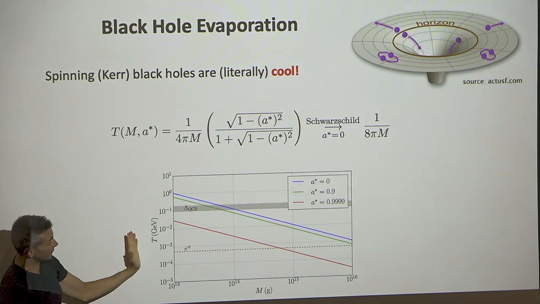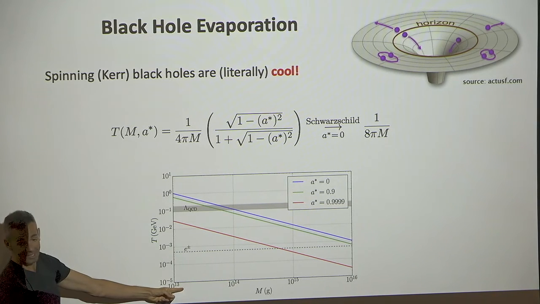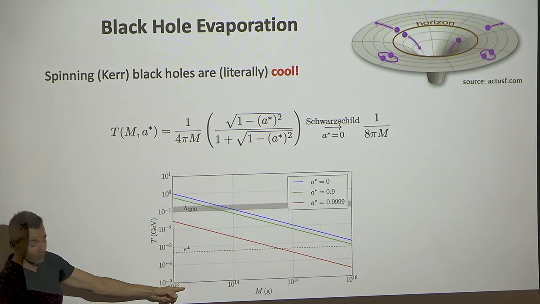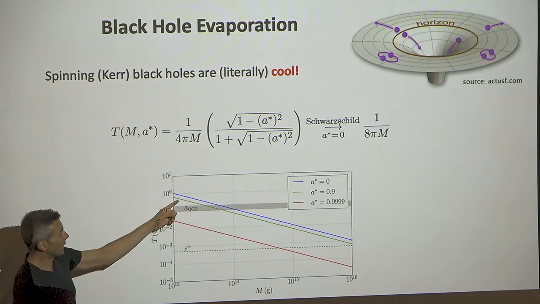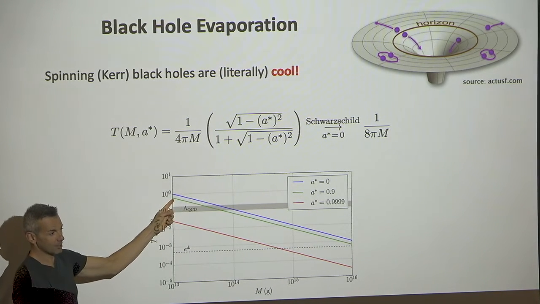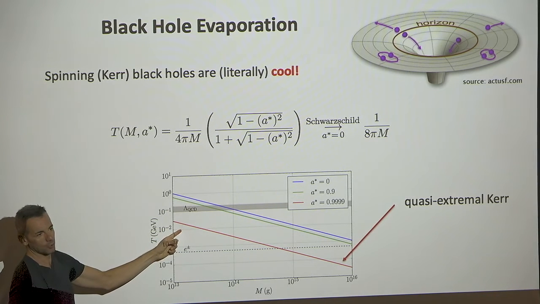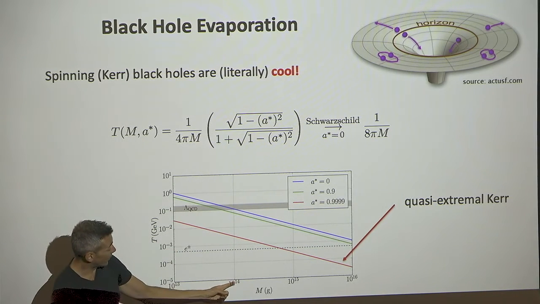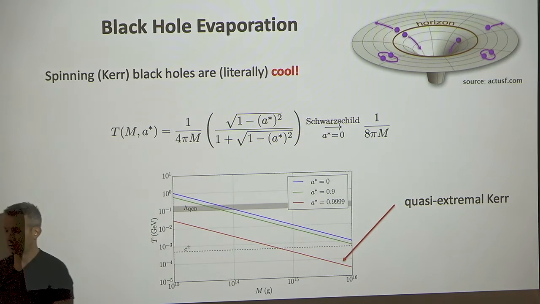Okay, so if you look at this plot, this is very clear. What this plot shows is the Hawking temperature as a function of the black hole mass. I see your hand, but just hang on a second. For a Schwarzschild black hole, that's the blue line. For a black hole that has a spin parameter of 0.9, so it spins pretty fast, J over M is 0.9. And for a black hole that is close to extremal, 0.9999. You see that for a given mass, the quasi-extremal black hole is a lot colder, almost 2 orders of magnitude colder than the Schwarzschild black hole. So it also evaporates slower.